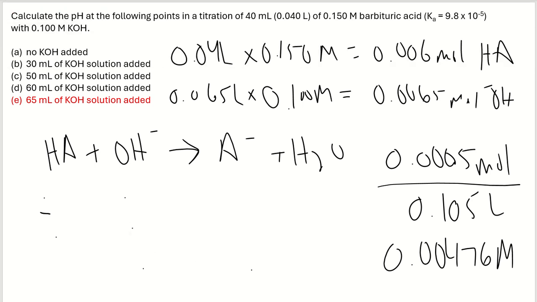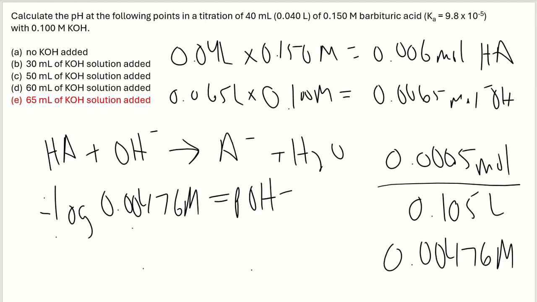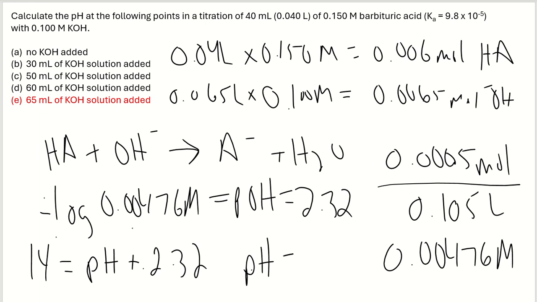And so we take negative log of 0.00476 molar to get pOH, which ends up being, let's see here, negative log 0.00476, 2.32. To find the pH, 14 equals pH plus pOH. So pH is 14 minus 2.32, and the pH is 11.68.